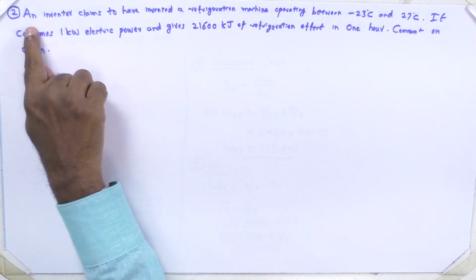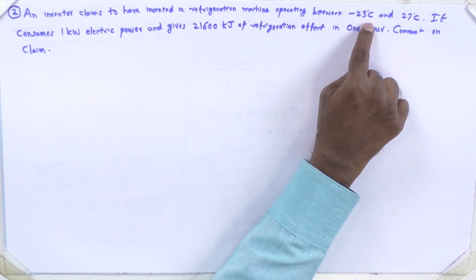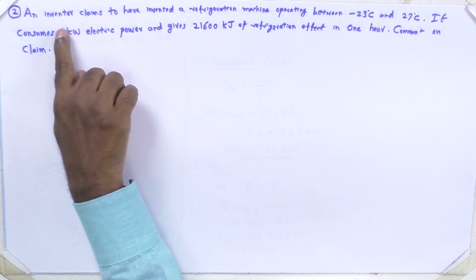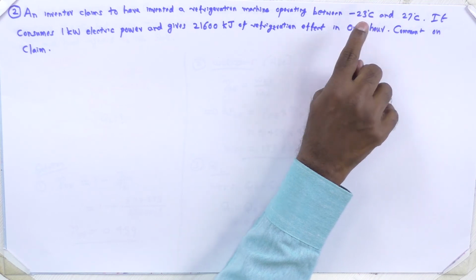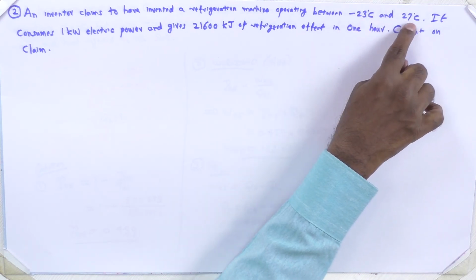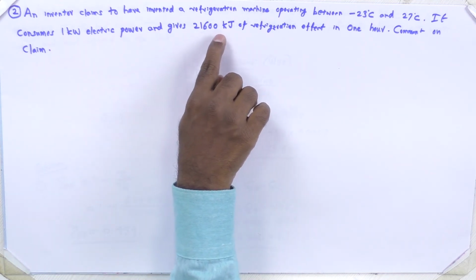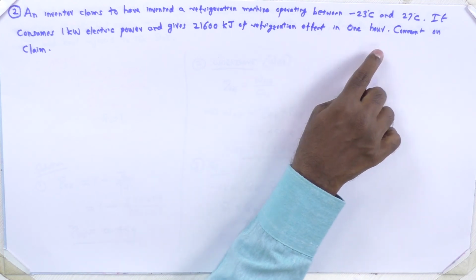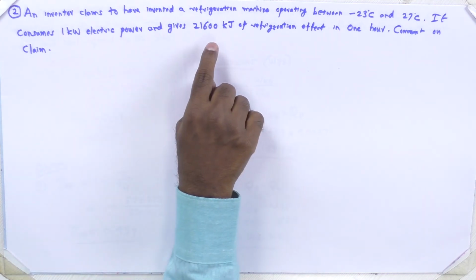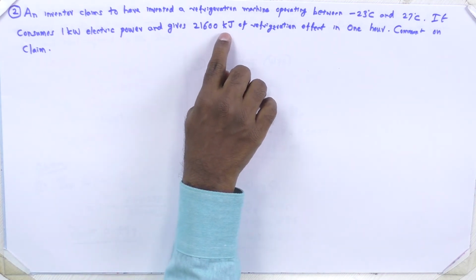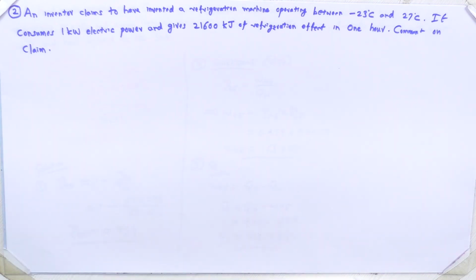Here the problem statement is: an inventor claims to have invented a refrigerator machine operating between minus 23 degrees Celsius and 27 degrees Celsius. So this is a problem related to the refrigeration system. The lower temperature is minus 23 degrees Celsius and the higher temperature is 27 degrees Celsius. It consumes 1 kilowatt of electric power and gives 21,600 kilojoule of refrigeration effect in 1 hour. The input is 1 kilowatt and the output is 21,600 kilojoule per hour. We have to comment on the claim, that is, find out whether it is possible or not.